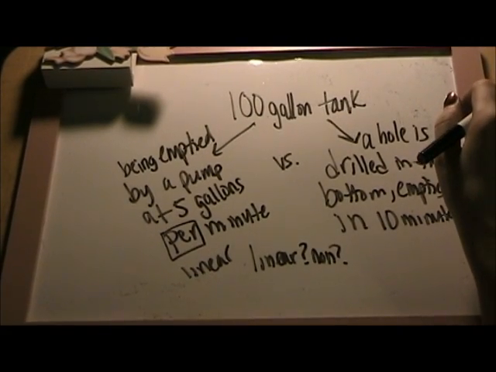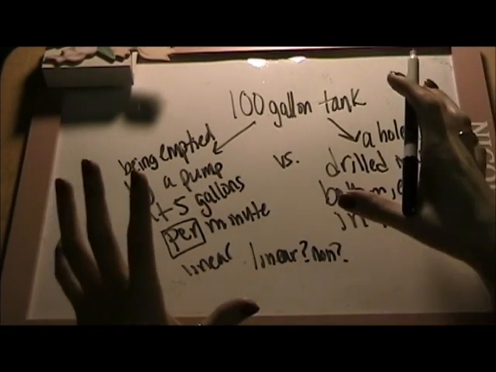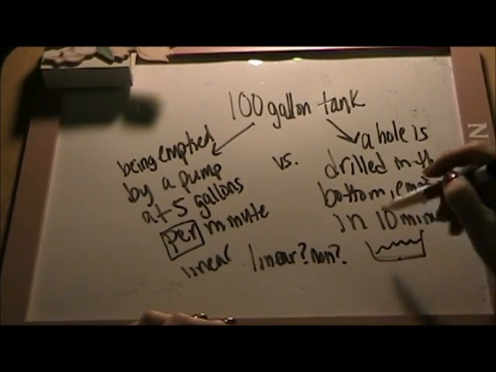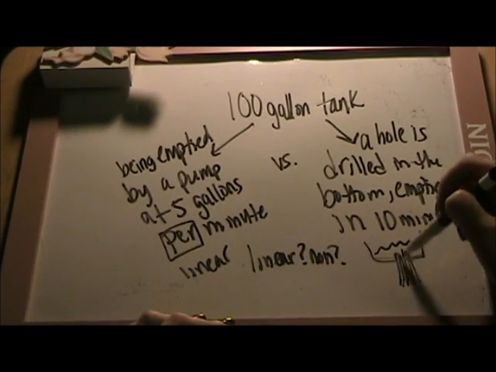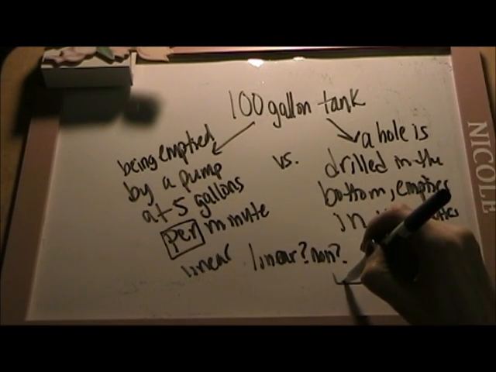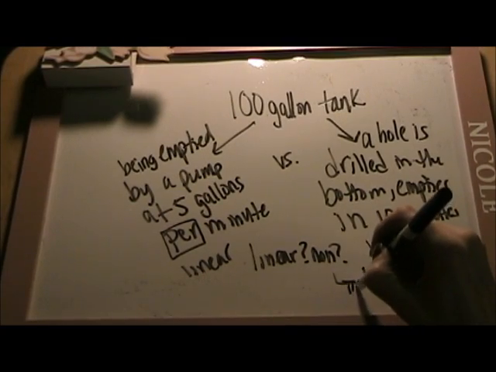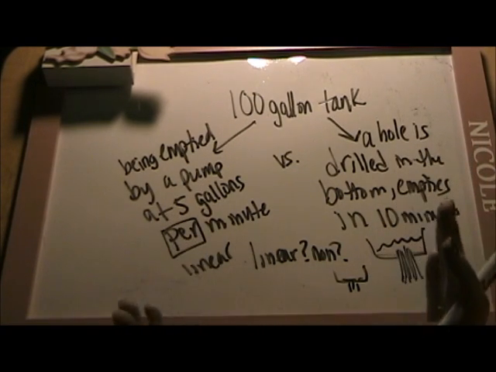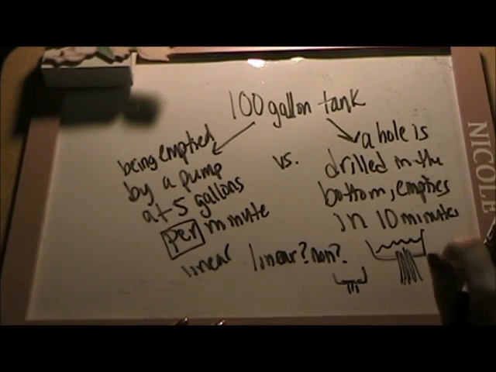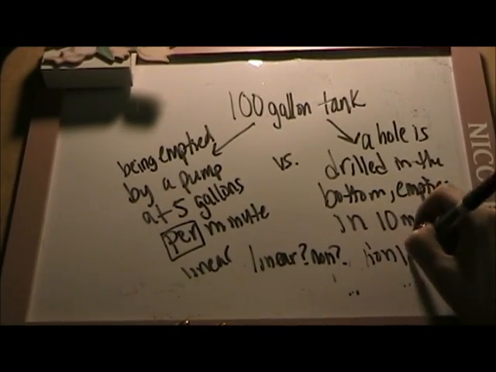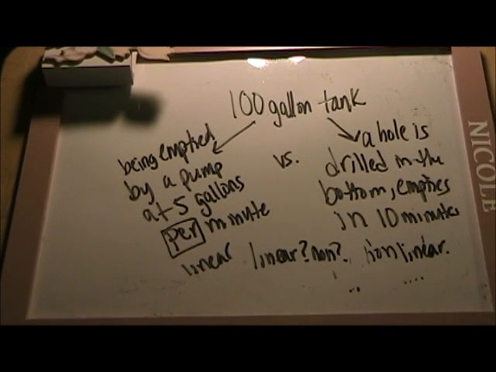Versus a hole is drilled in the bottom. We know that if we have this 100-gallon tank and we drill a hole, the water is going to rush out at first and empty really fast. But then what happens when you have just a little bit of water left? It's going to drain a lot slower. So because the water is emptying really fast and then at the end it slows down, our slope is not consistent. So this example right here would be non-linear. So constant rate of change: is it there or not?